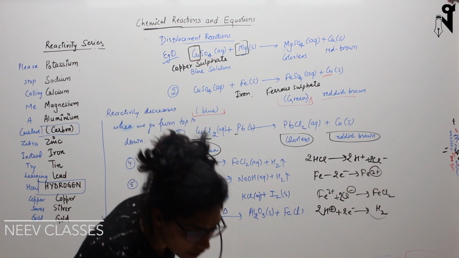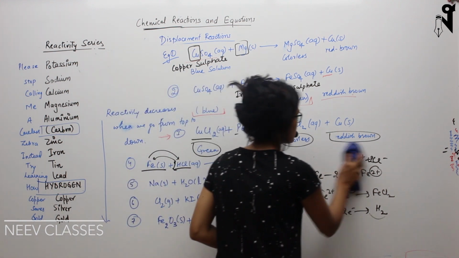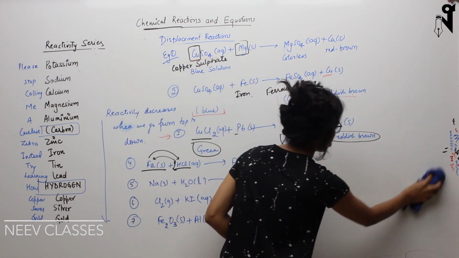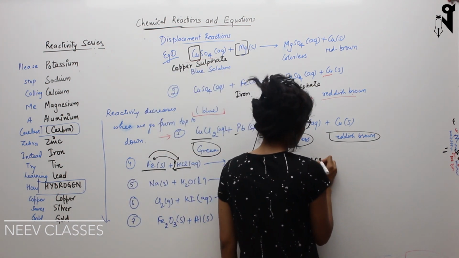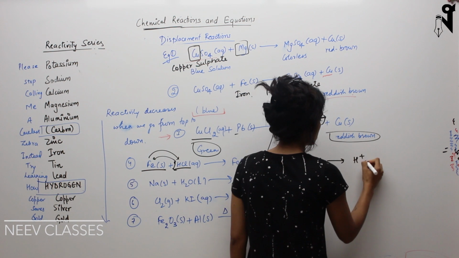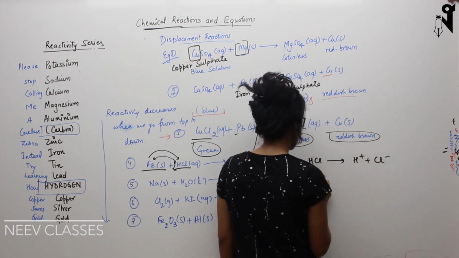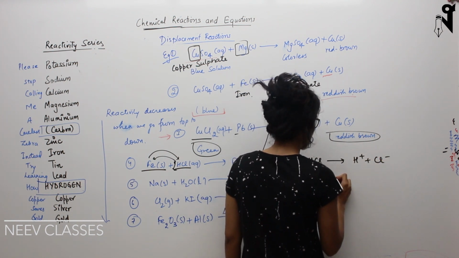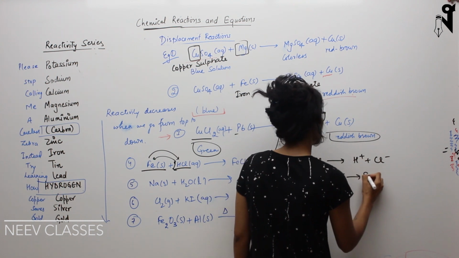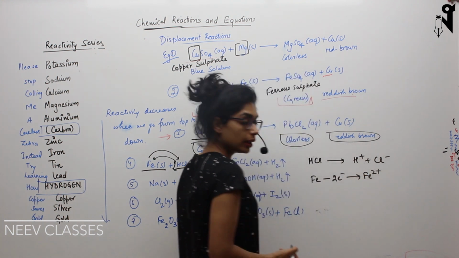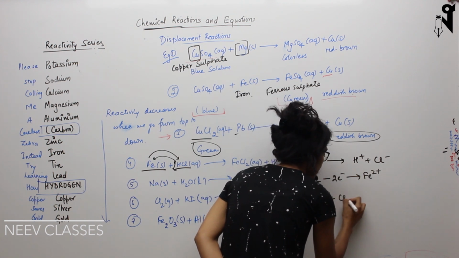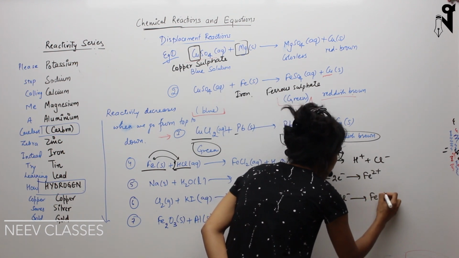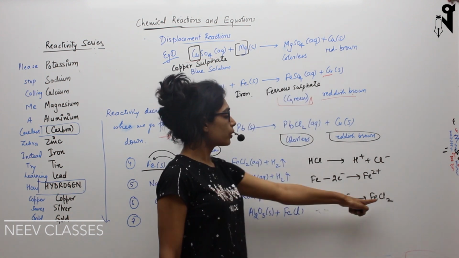I'll just explain this once again. Try to understand how it is happening, because I did it in a very quick manner. HCl broke down into H+ and Cl-. Fe broke down by losing 2 electrons into Fe2+. Now I have Fe2+ and Cl- to form FeCl2. So there are 2 chlorines over here.